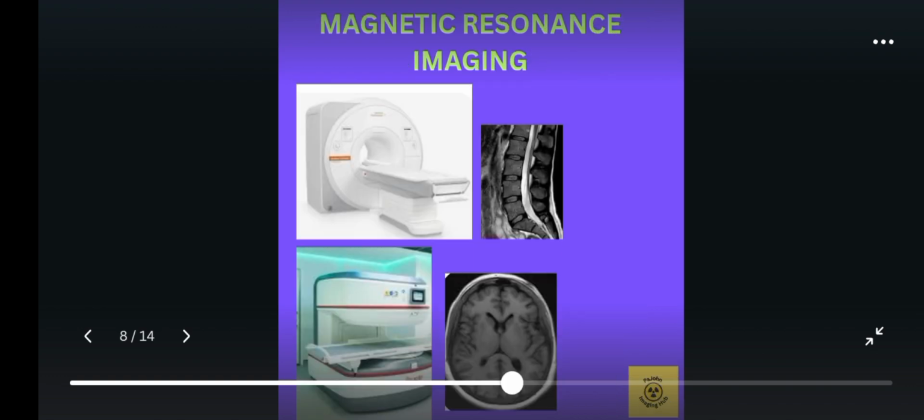The next machine is magnetic resonance imaging, which we call MRI. This machine uses magnetism to produce images. It has some advantages. It produces cross-sectional images. I've shown you what I mean by cross-sectional images.